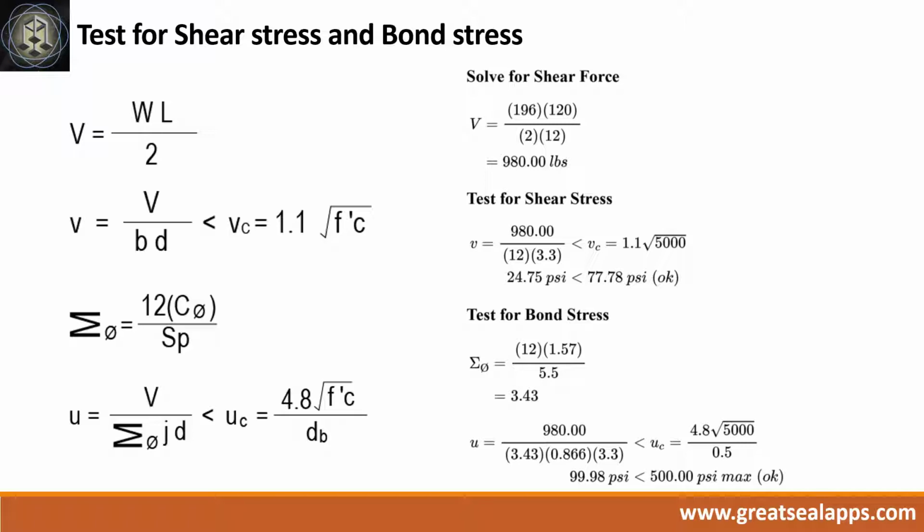The total circumference of bars is 3.43. The bond stress is 99.98 psi, less than 500 psi.